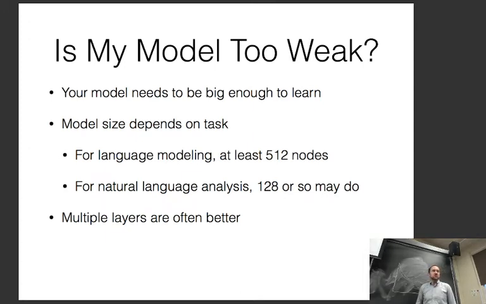Really strong machine translation models, for example, tend to have 6 or 8 layers. You can do pretty well with only 1 or 2, but if you want to get the absolute best accuracy, adding many more can help.